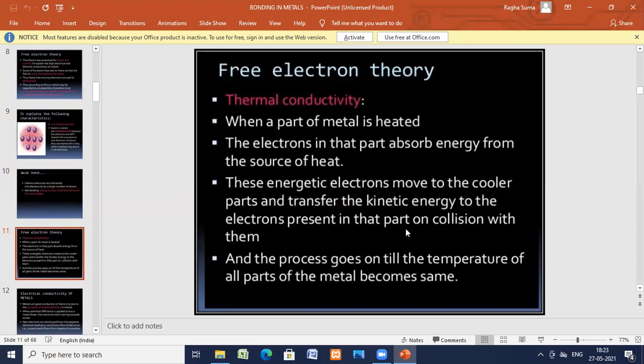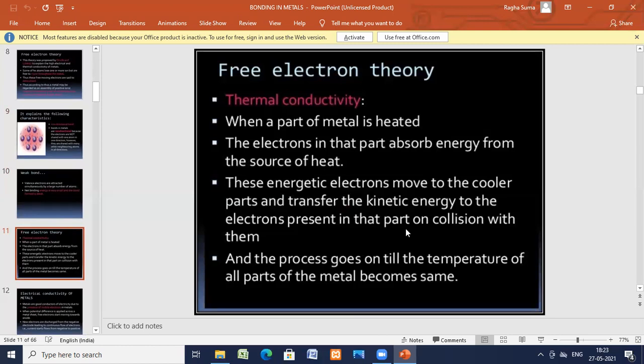So, as I've told you, the best example is to take a metal, any alloy, and put it on the stove and heat it. Just one part you are heating, but the heat gets transferred totally to that container. How? That part gets heated and the electrons get energized. These move to the cooler parts and collide there.